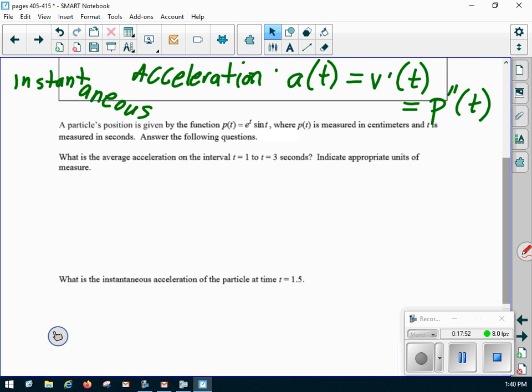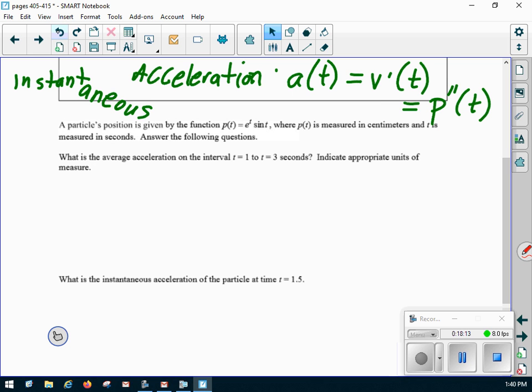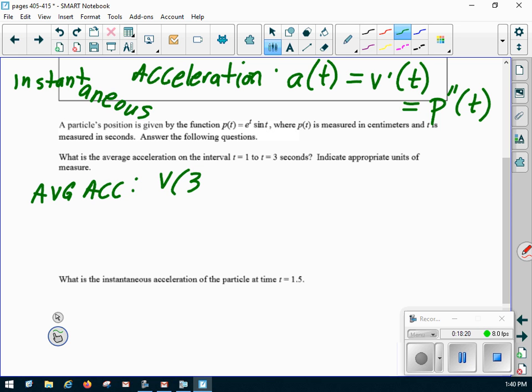Okay. A particle's position is given by that particular function. That was the same one we were using earlier. What is the average acceleration from 1 to 3 seconds? So how do we find average acceleration? Average acceleration is the velocity at time 3 minus the velocity at time 1, divided by 3 minus 1.